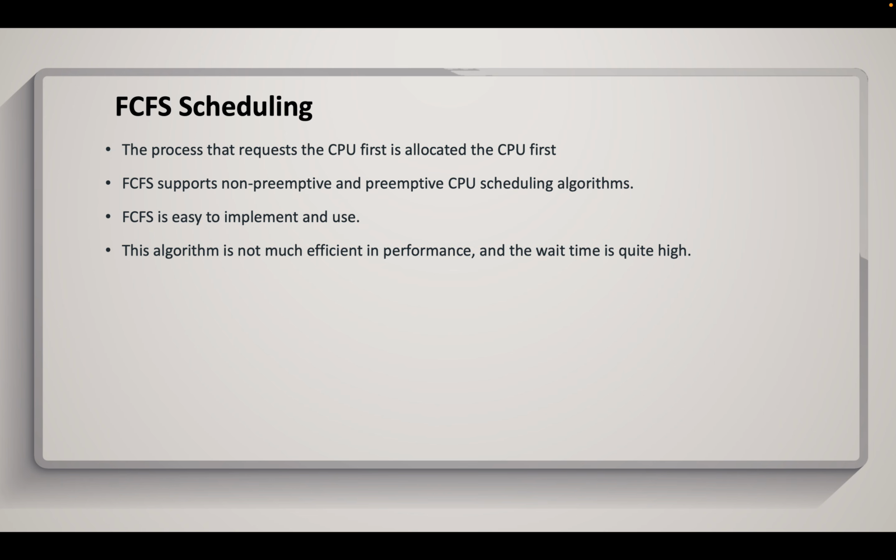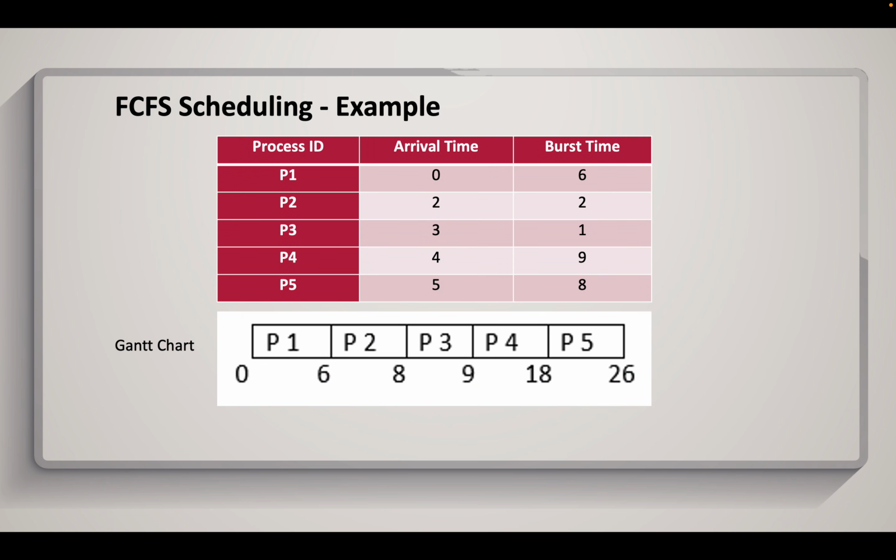We'll discuss the scheduling algorithms one by one. The first scheduling algorithm is FCFS. What's the logic? The first process that comes to the CPU will get the CPU first. That's all, very simple. See this example here. There are 5 processes, P1, P2, P3. Their arrival times are given as 0, 2, 3, 4, 5. It means P2 arrives at time 2.